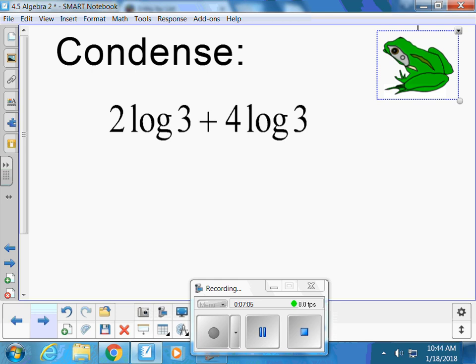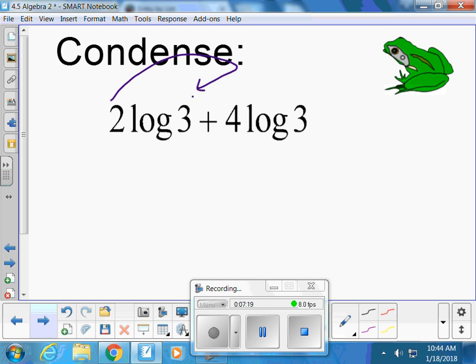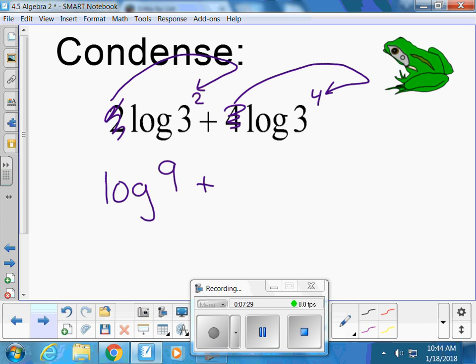All right, so since our job is to condense this into a single logarithm, I always say look for the frogs first. Do you see any number that we can leapfrog up into an exponent position? Spencer? 2. Good. So this 2, I'm going to leapfrog up, and it will become 3 squared. And this 4, I'm going to leapfrog up. It's going to become 3 to the 4th. So I'll go ahead and actually calculate those numbers. 3 squared is 9. 3 to the 4th is 81.